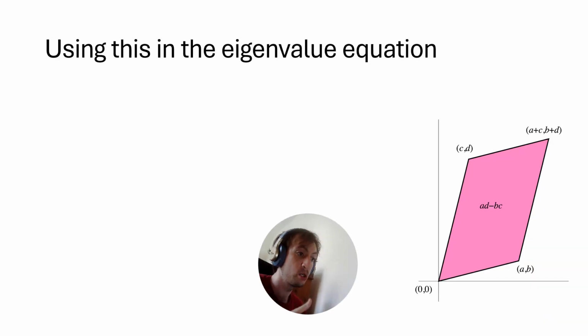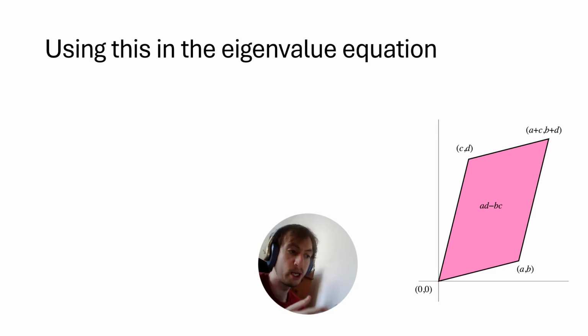So we're now going to solve the eigenvalue equation, and we're going to introduce an operation that we can apply to matrices to do this, called a determinant. And I've got a pink parallelogram here, which shows geometrically a way to think about the determinant of a 2 by 2 matrix, and in fact matrices generally, are square matrices.